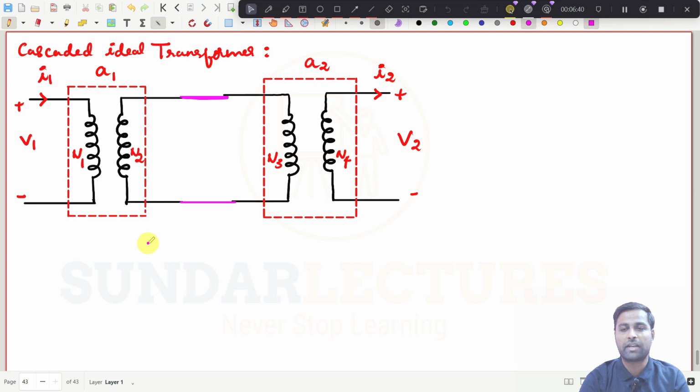My ultimate aim is to find the V1 and V2 relationship. What is the V1 and V2 relationship? Try to understand, for this transformer I have taken A1 as the transformation ratio.